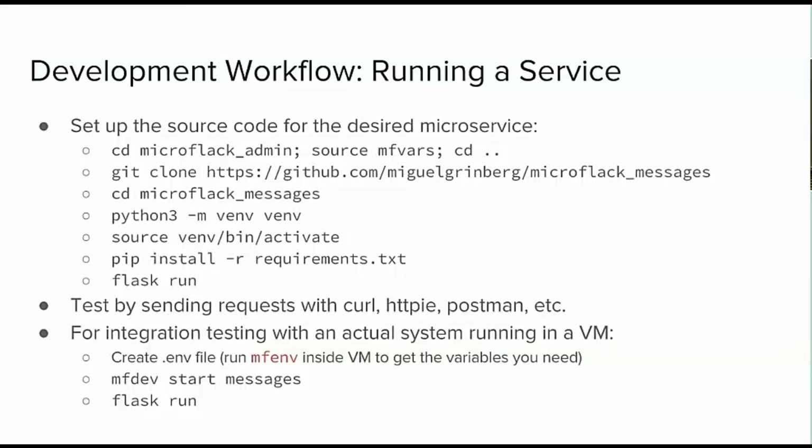Now, before you do that, there's a bunch of environment variables that you need the service to know. So for example, you're going to send tokens to this service running in your laptop, and this service needs to know the signing key for those JWTs so that it can validate them. Right? So all those things are in the VM, in this Vagrant VM right now. So I created another script. It's called mfenv that dumps.